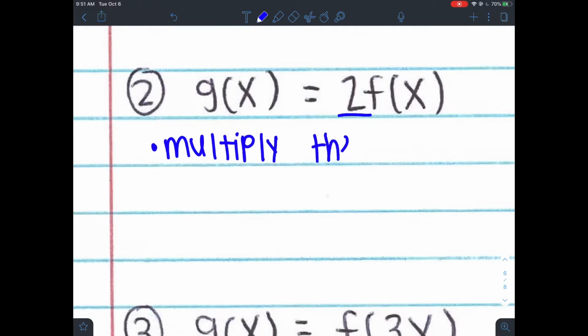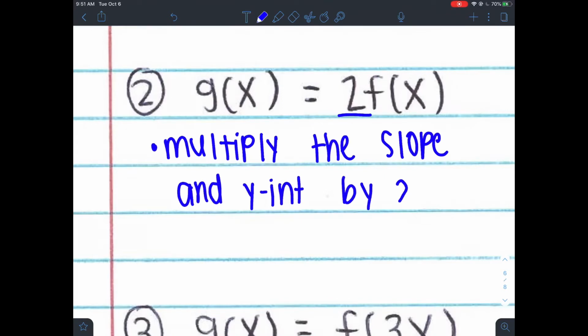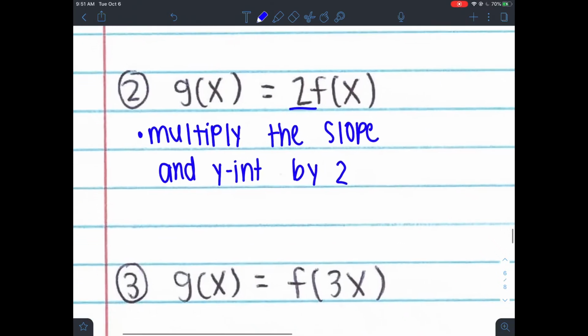So multiply the slope and the y-intercept by 2. Okay, you're multiplying to both. And I know it's multiplication because they're connected, and that's the operation there.